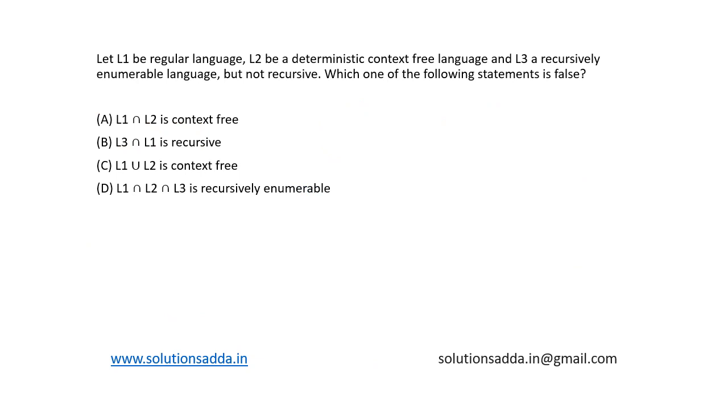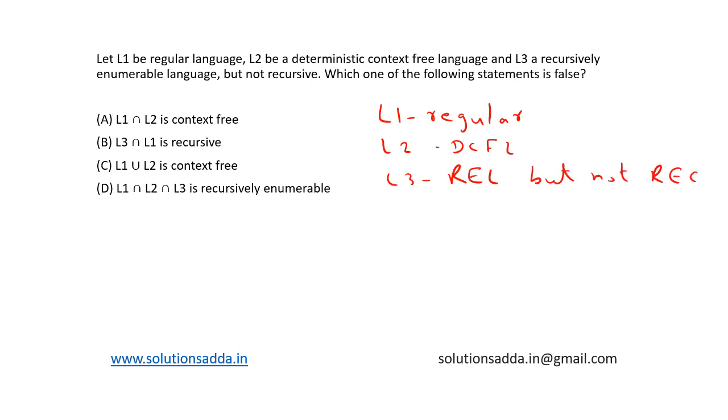This is a question from theory of computation. Let L1 be a regular language. So L1 is regular. L2 is a deterministic context free language, DCFL. L3 is a recursively enumerable language but not recursive. Which of the following statements is false?